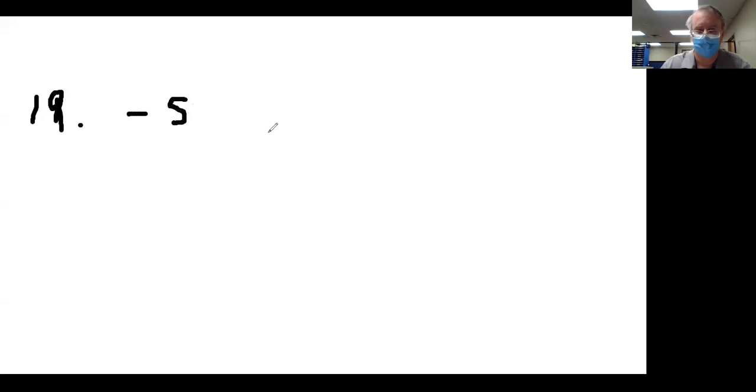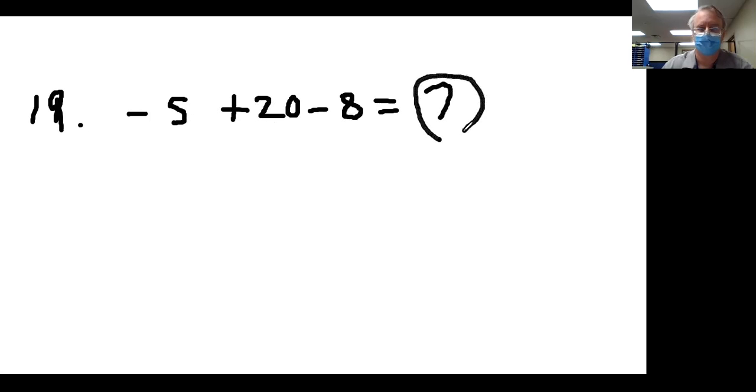And then the next thing says it rose by 20 degrees, so that's +20. Rose means if it had fallen, it would have been negative, but it rose 20, so it's +20. And it dropped by 8 degrees, so it'll be a minus again because it went down. What was the evening temperature? Well, plug it into your calculator. It's 7. 7 degrees above 0.